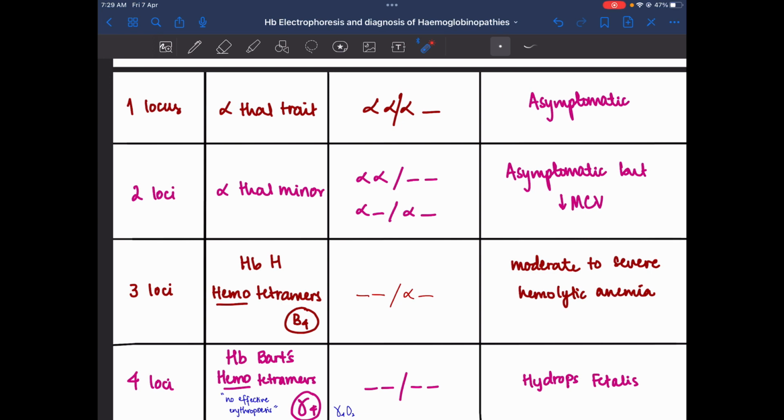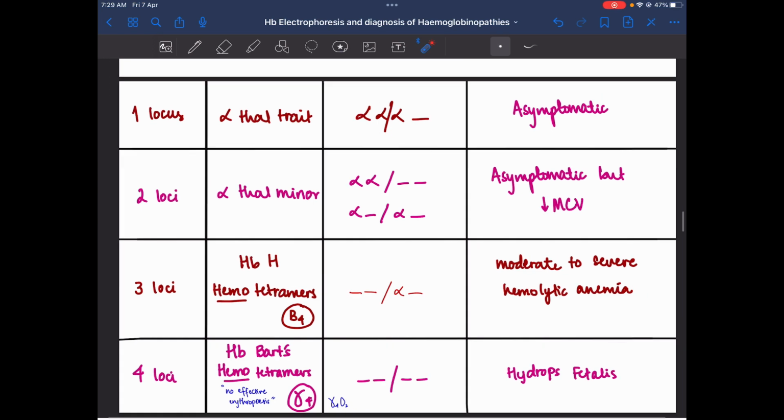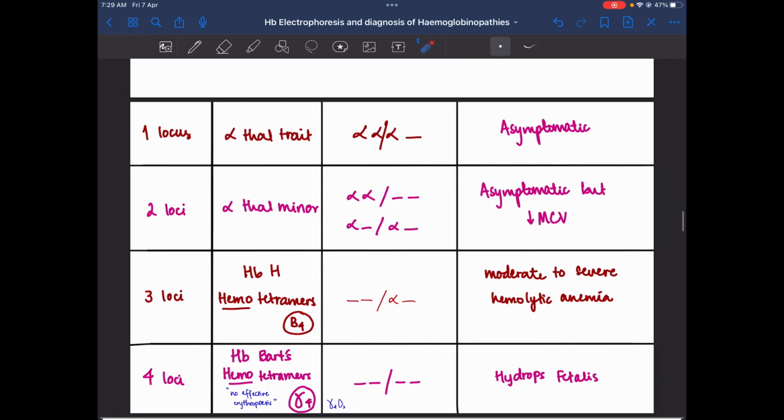Then we have a problem that can occur in 4 loci. Now, this is when there's a defect in all 4 of your alpha globin chains. You don't have any alpha globin chains left. This is known as hemoglobin Bart's disease. Once again, hemotetramers will form, but this time they're mostly gamma tetramers, and this condition is known as hydrops fetalis.